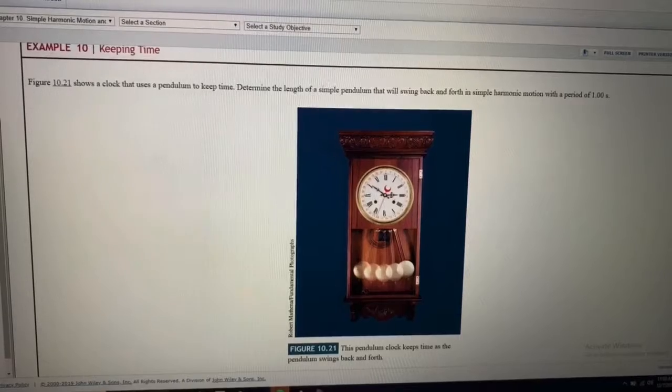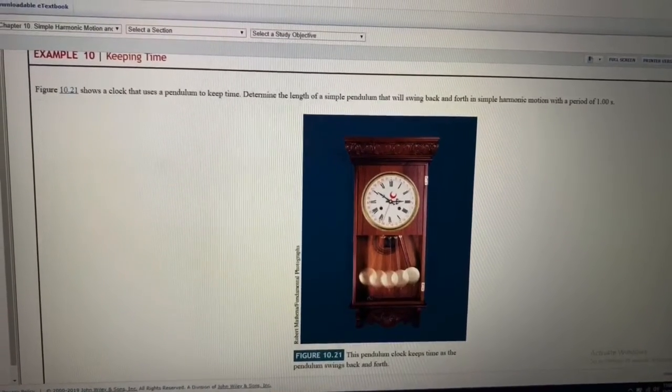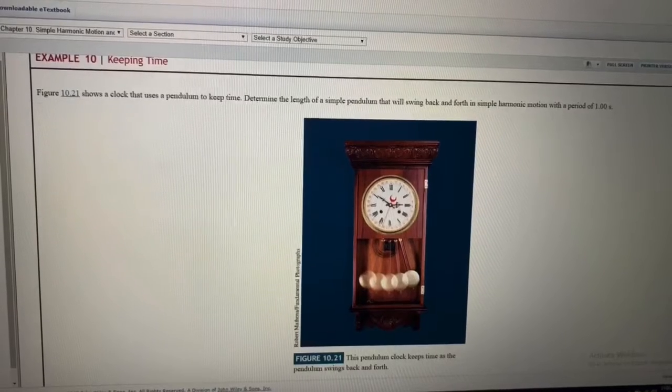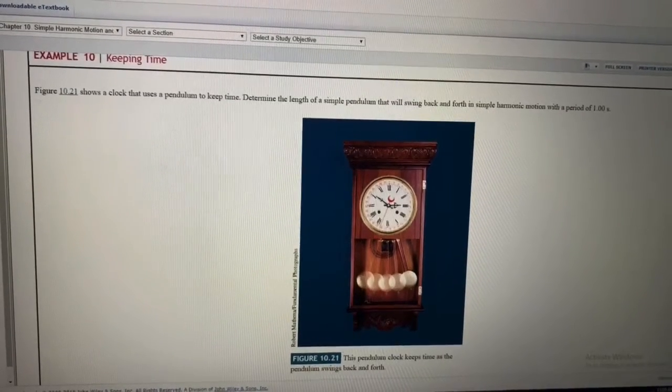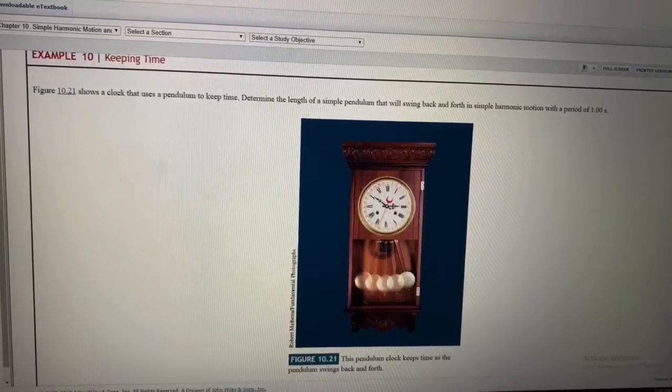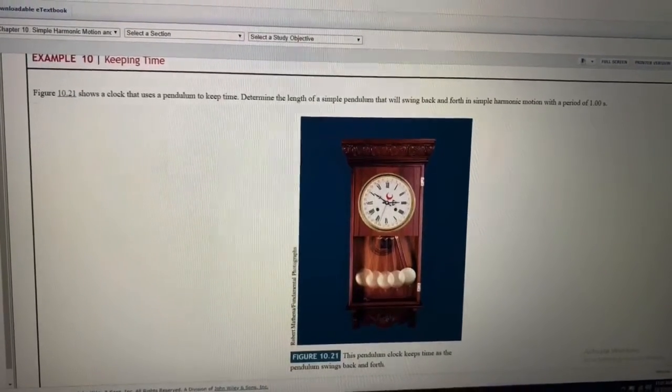Our next example is the pendulum. Figure 10.21 shows a clock that uses a pendulum to keep time. Determine the length of a simple pendulum that swings back and forth in simple harmonic motion with a period of 1.00 seconds.